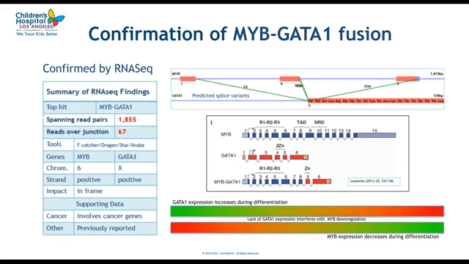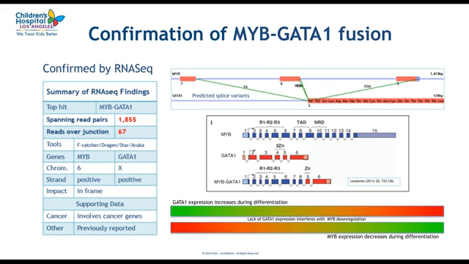And so on the right in the middle, you see the scheme from one of the papers that describes this fusion in another AML case. And they also show a fusion between MYB exon 8 and GATA1 exon 5. And as I described previously, the fusion made perfect sense because both genes have very important roles in hematopoietic tissues.